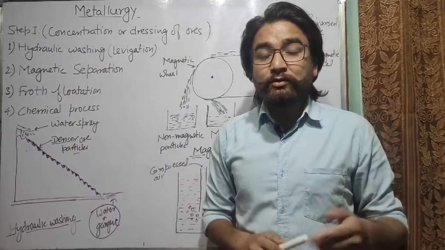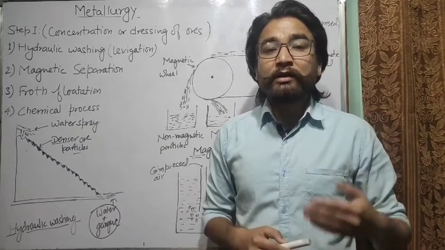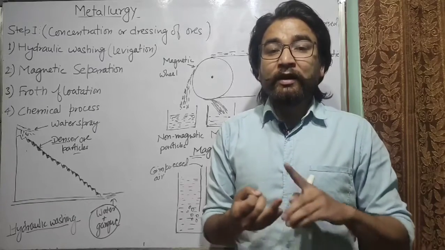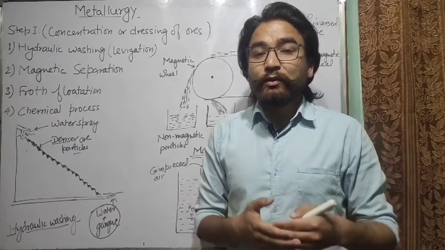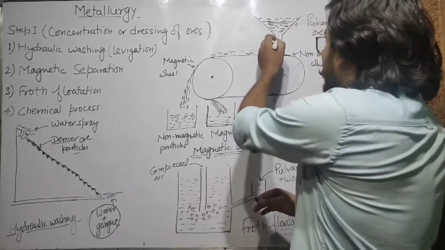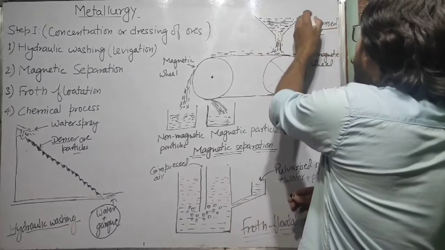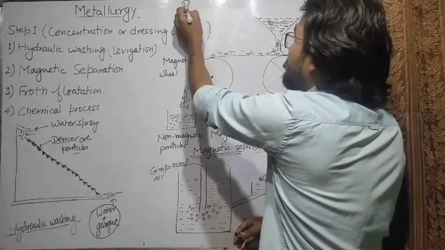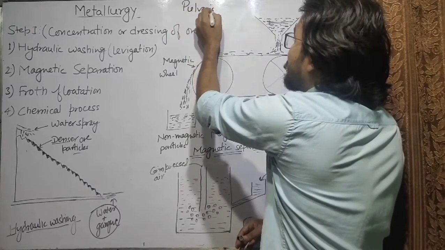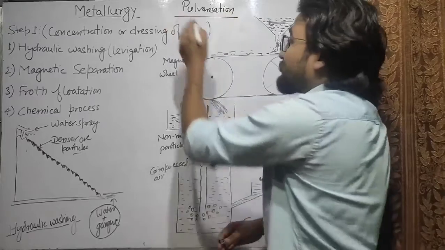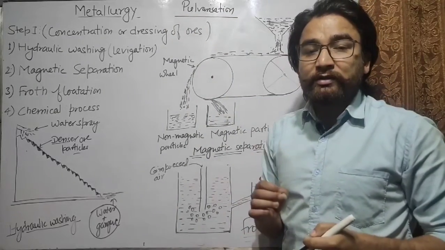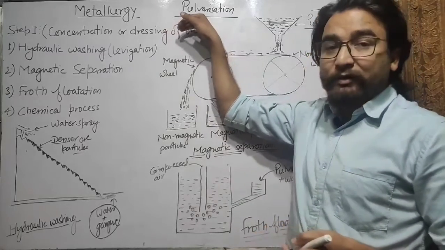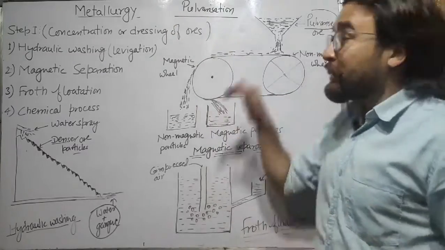Now let's see the second method, that is magnetic separation. When is this process used? When the ore or the gangue is magnetic. One of the ore and gangue should be magnetic while the other should be non-magnetic. What is done in this process? We pass the pulverized ore. There is one word which is used most of the times, that is pulverization. What is the meaning of pulverization? It is the process in which the ore is converted into the powdered form. So the powdered ore is called pulverized ore.